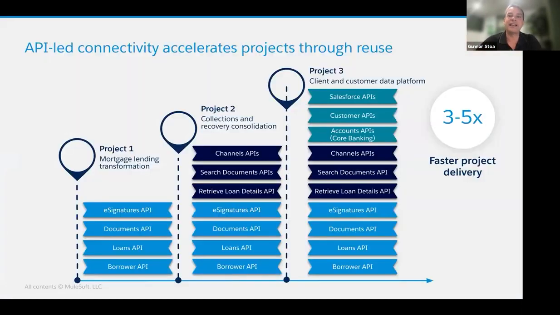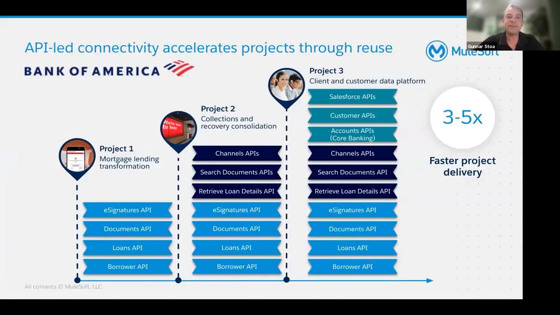Here's a look at one of our clients, Bank of America, that started with the same API-led approach. And the philosophy is let's build APIs for project number one, reuse those APIs, and then let's just focus on building a handful of APIs for project number two and a handful of new APIs for project number three. But it tends to rapidly accelerate the delivery of these projects.